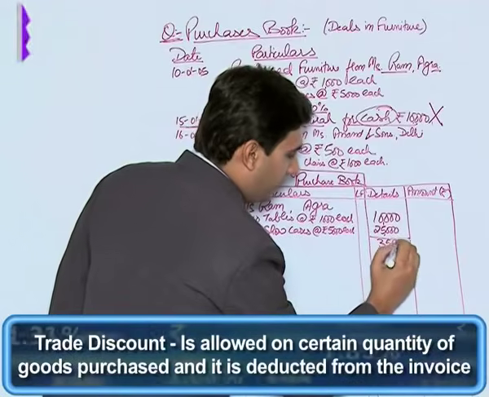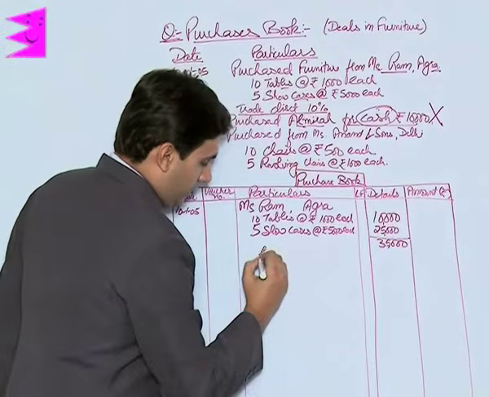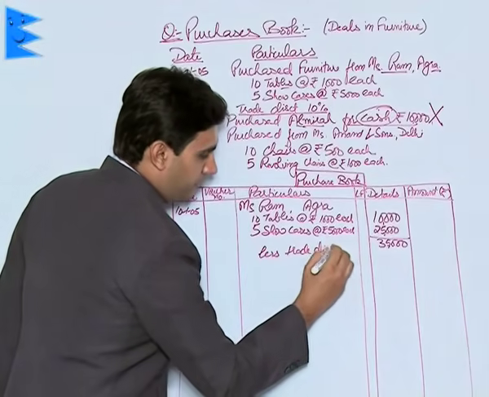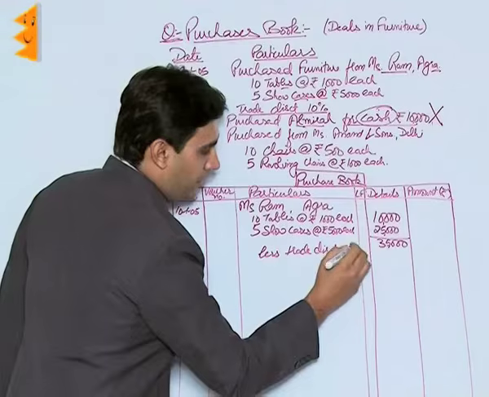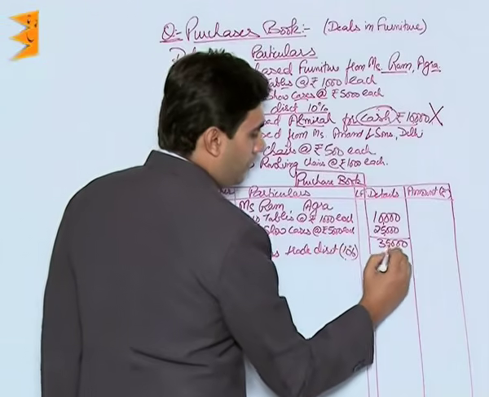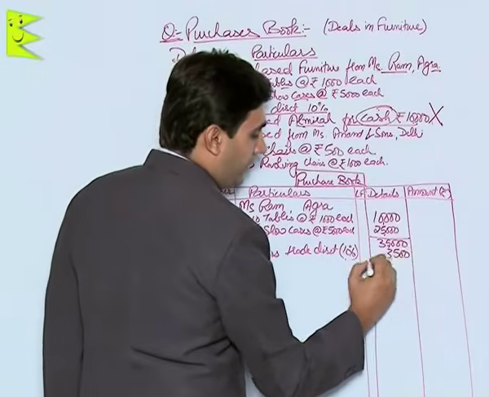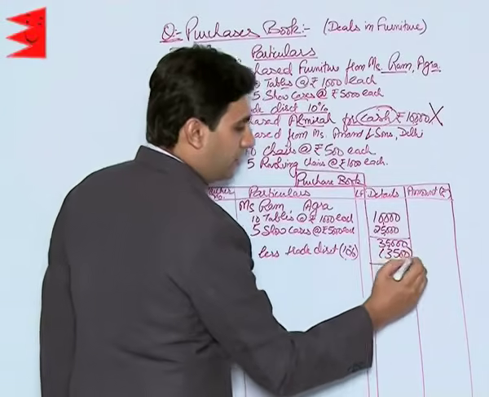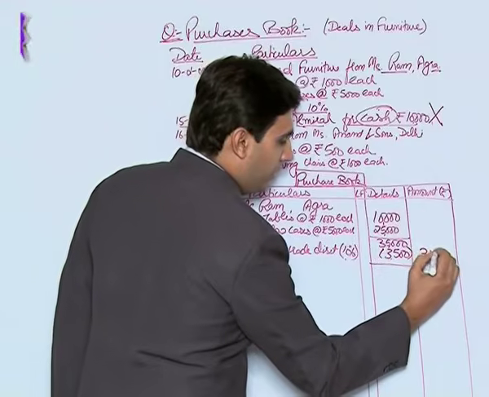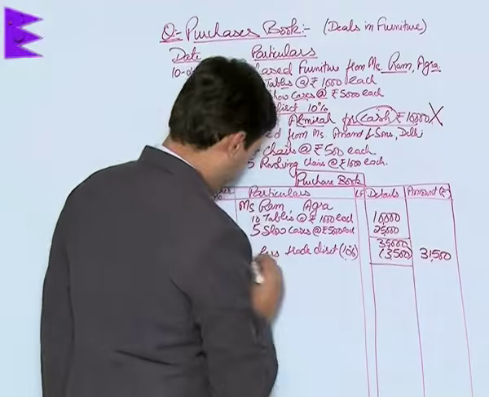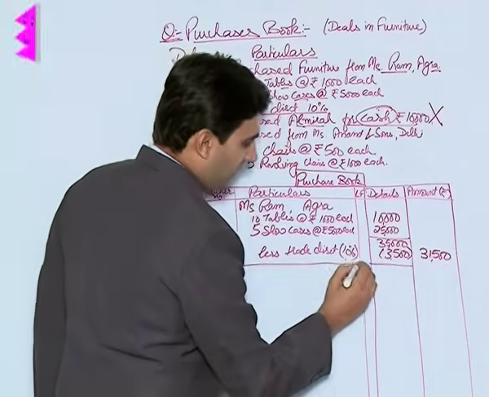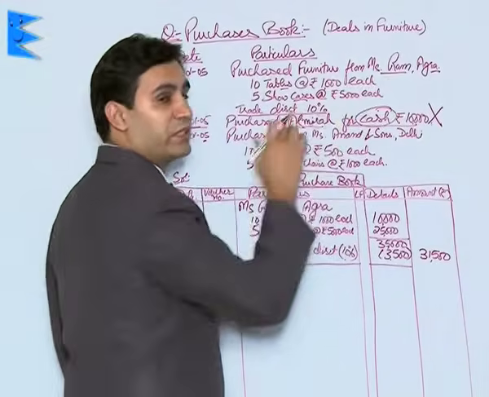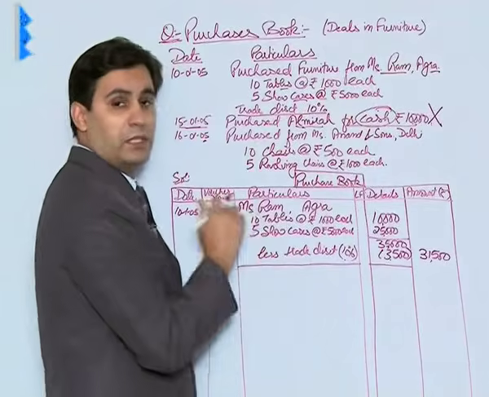35,000 less trade discount 10%, 3,500, 10% of 35,000. Deduct it, the amount comes to 31,500. So the recording of the first transaction is complete. This particular purchase from Messrs. Ram, which was a credit purchase, has now been recorded in the purchase book.